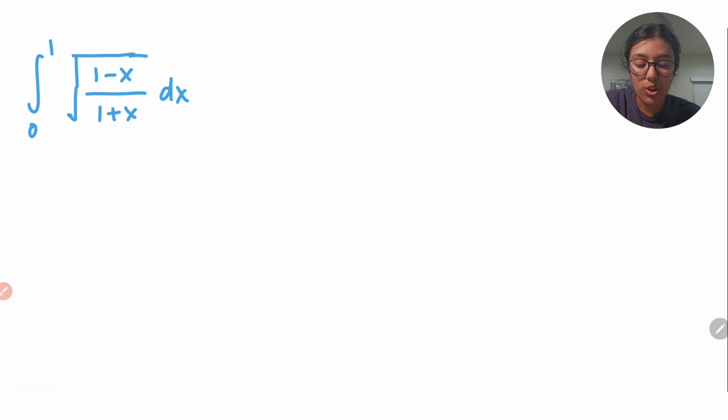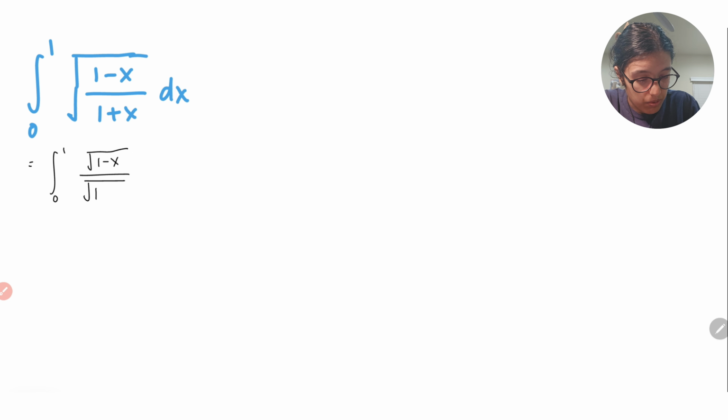In order to solve this, I'm actually going to simplify this part of the integral. So I'm going to rewrite it as the integral from 0 to 1 of root (1 minus x) over root (1 plus x) dx. The reason I'm doing this is because whenever we are dealing with square roots, I want to get rid of at least one of these square roots. So I'm just going to multiply both top and bottom by root (1 minus x), because when I do that, this gets rid of the square root.